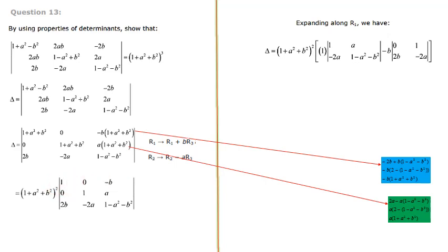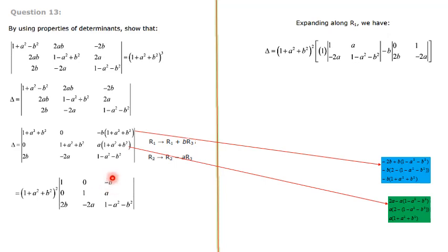If I take the row and column is gone, that is 1, a minus 2a, 1 minus a square minus b square balance. Next is 0, no need to take. Then the third element is minus b. Here the actual sign is plus because this is the first row, third element. First row, third element is 1 plus 3, 1 plus 3 is 4.